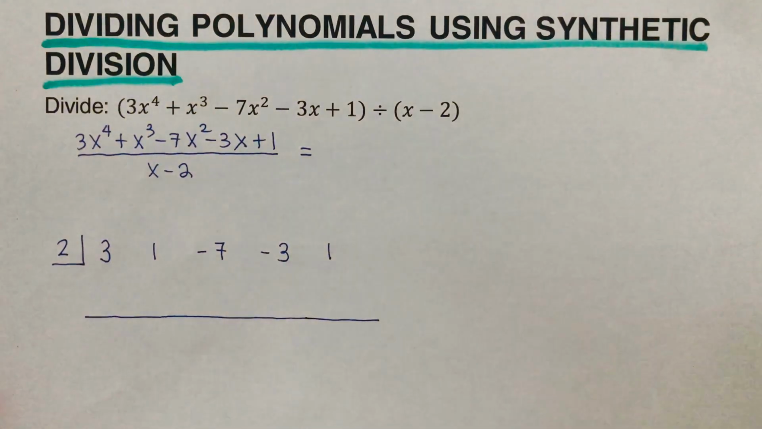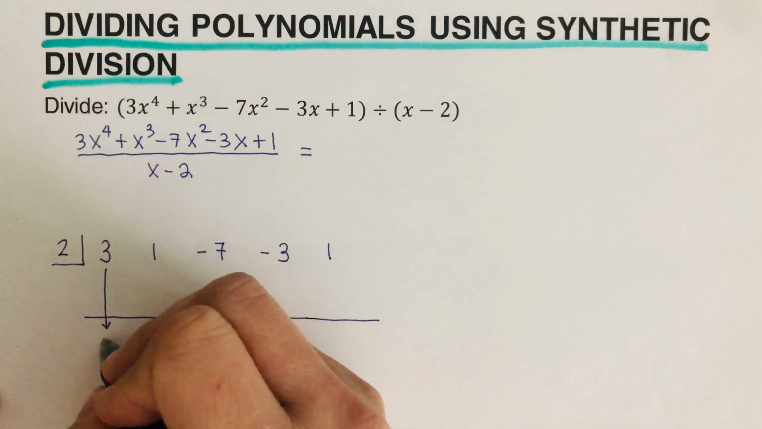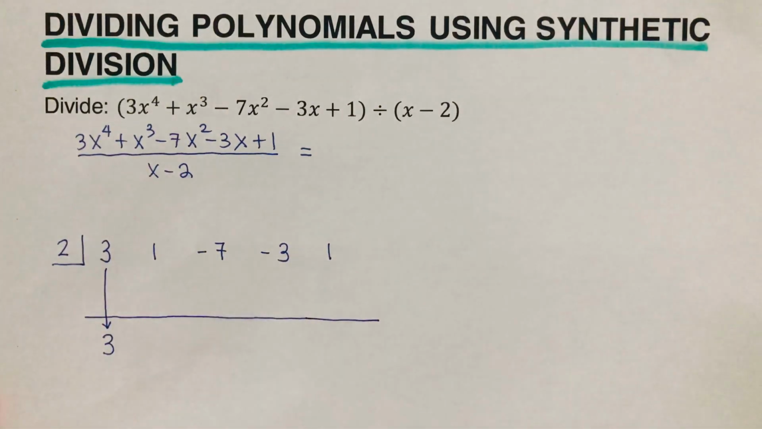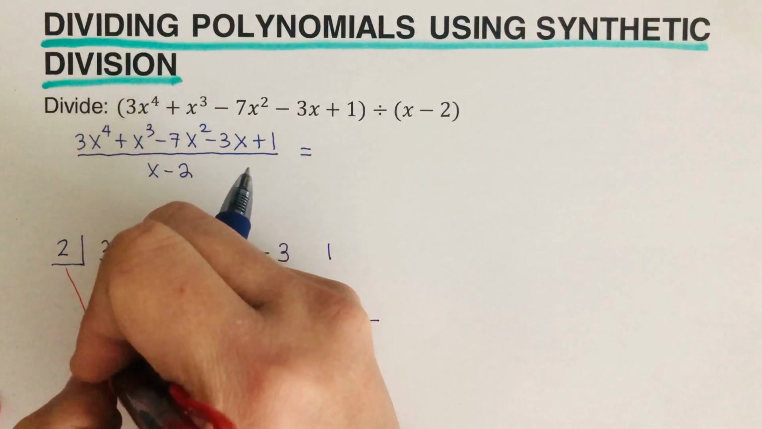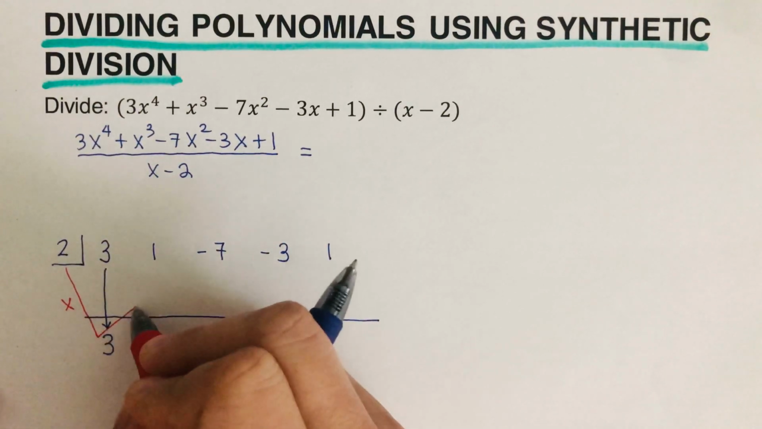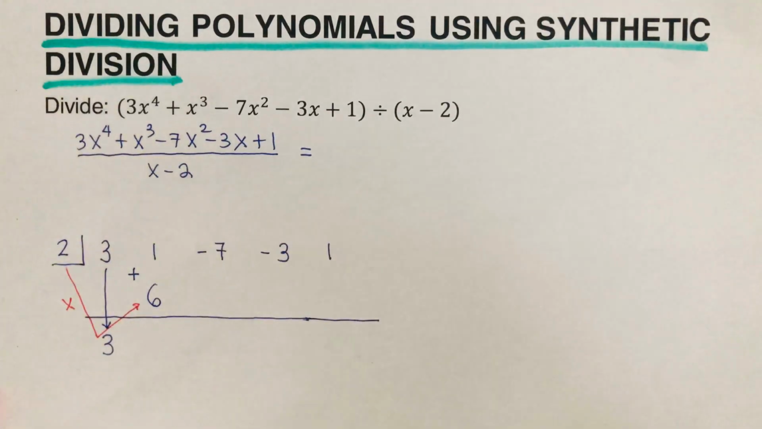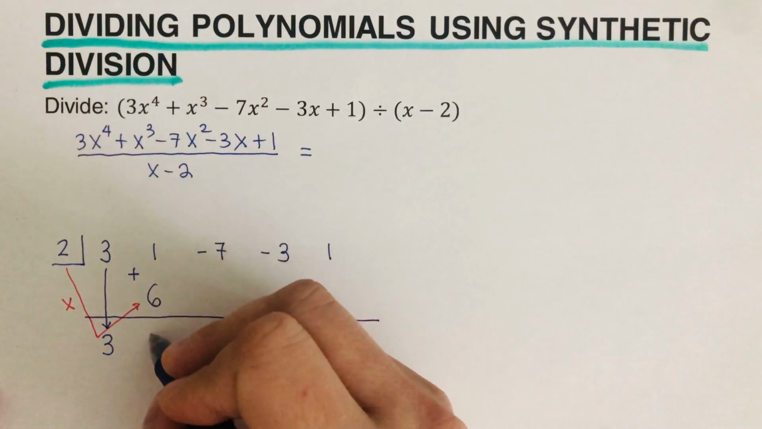What we are going to do first is bring the 3 down. Whatever that number is, you bring it down, so I put 3 here. The next thing that we're going to do is multiply 2 and 3. And then whatever the answer is, so 2 times 3 is 6, I'll put that in here. So this would be a 6, and we add these two together. So 1 plus 6 is 7.